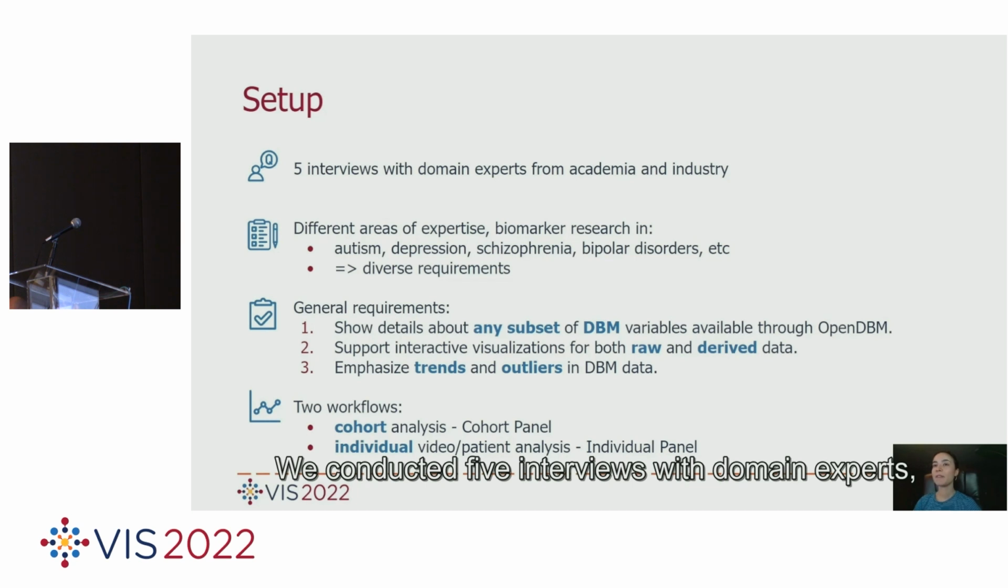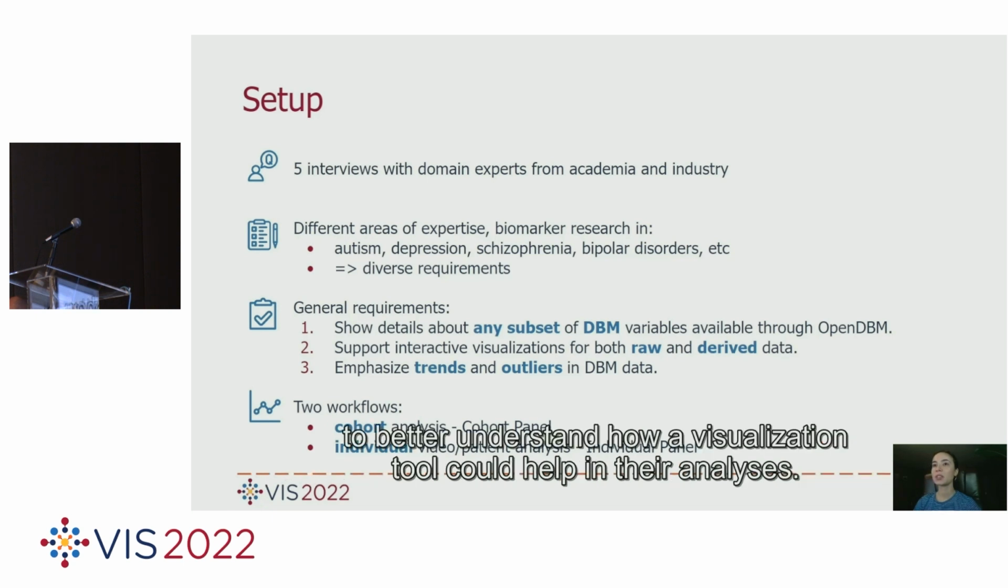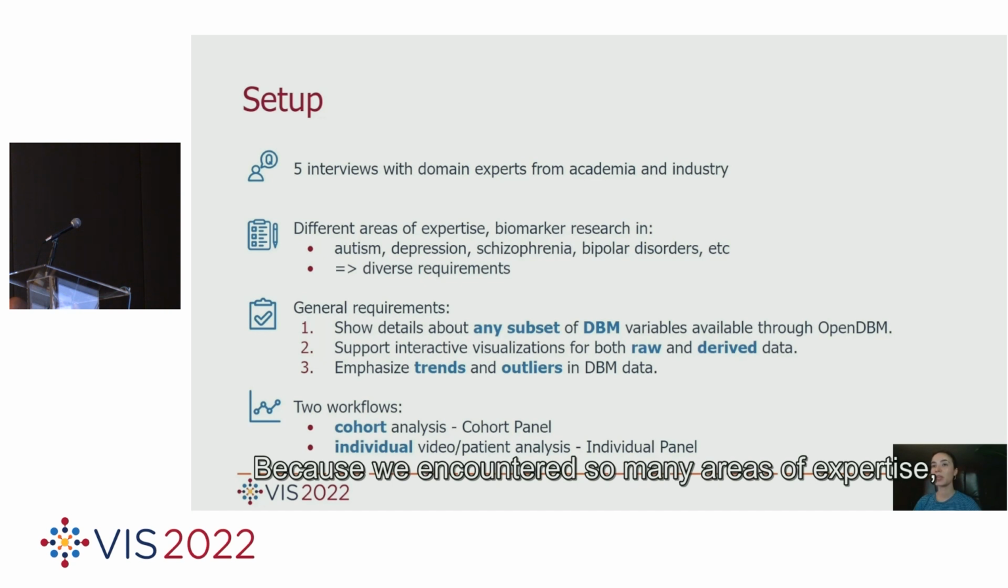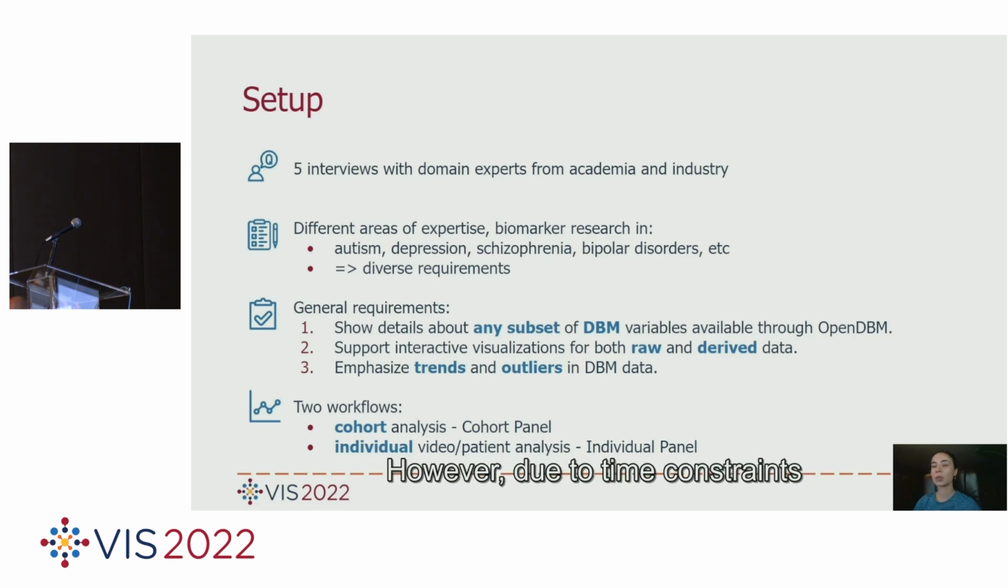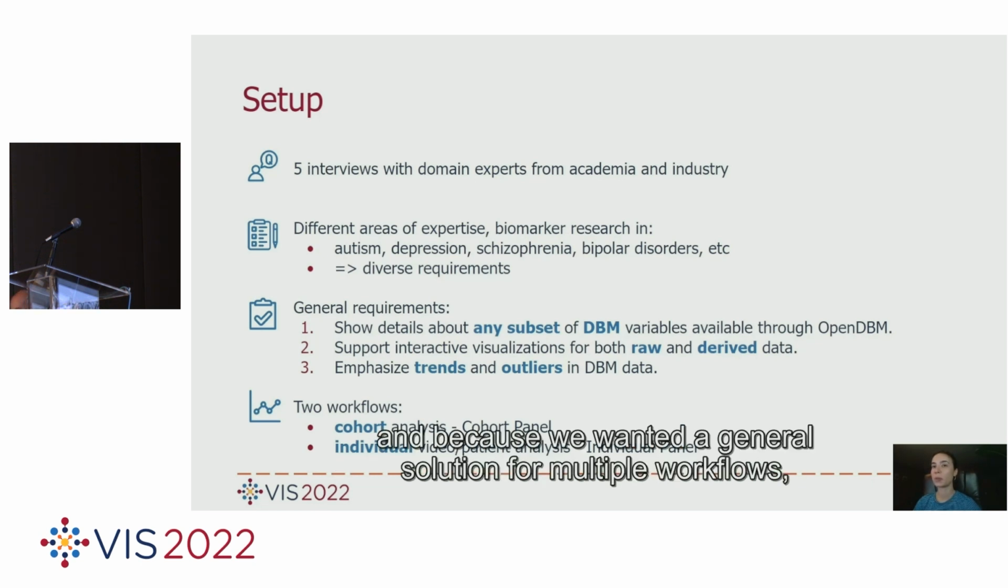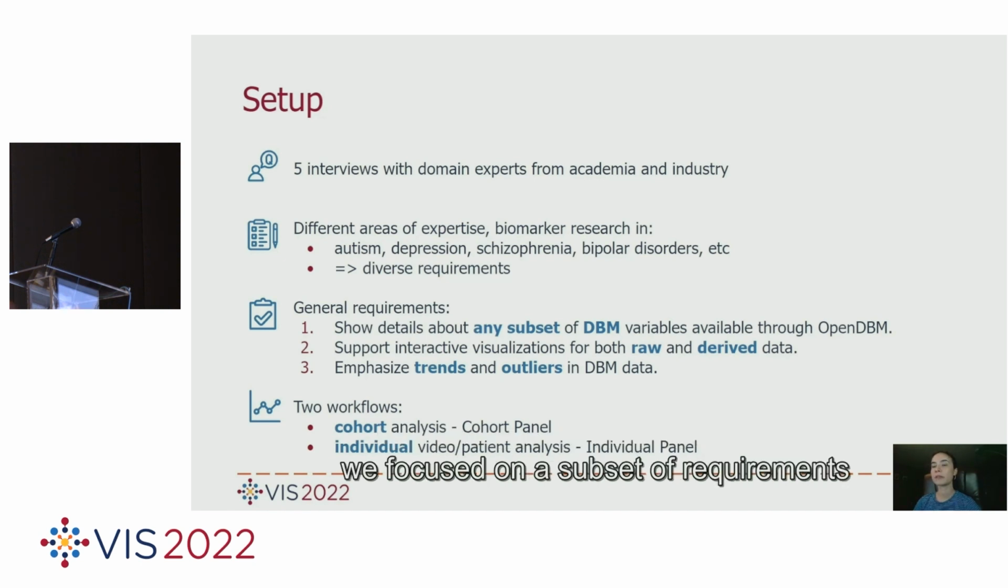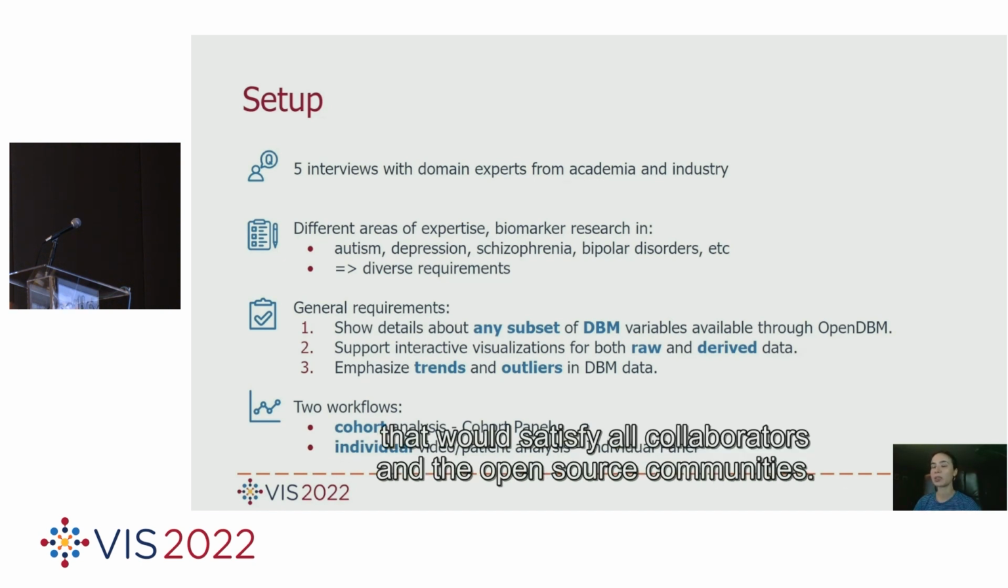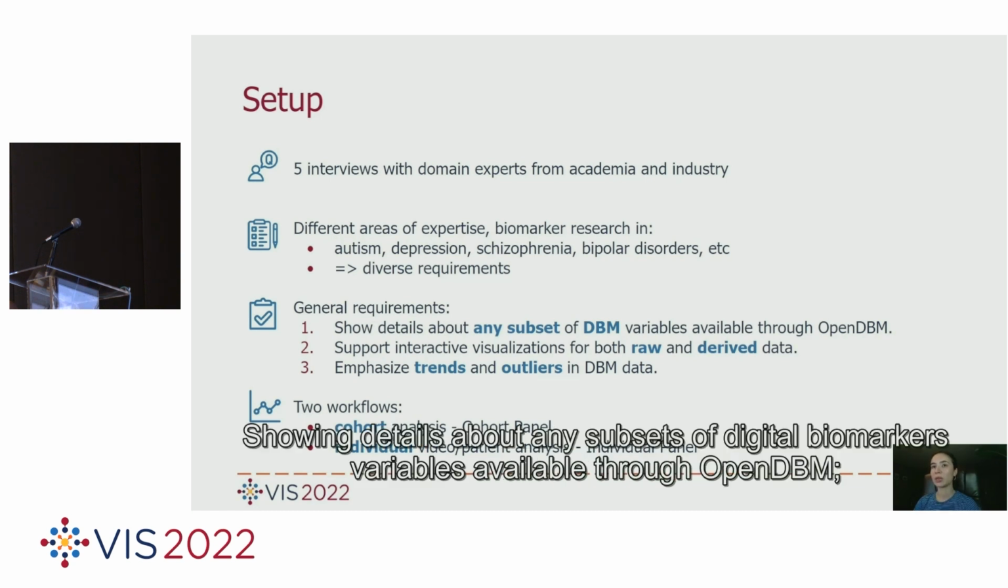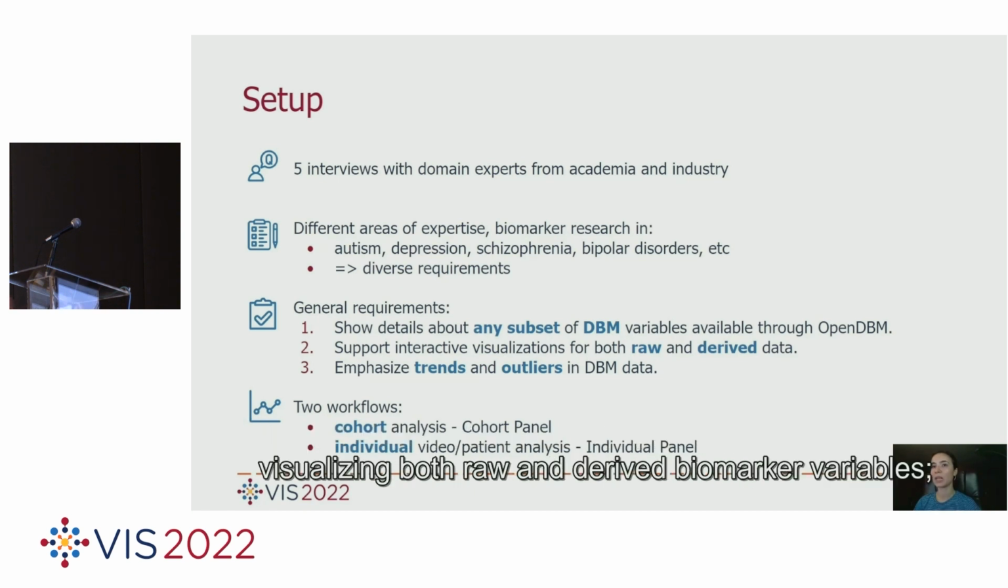We conducted 5 interviews with domain experts doing research in various biomarker therapeutic areas to better understand how a visualization tool could help in their analysis. Because we encountered so many areas of expertise, we gathered many specific requirements. However, due to time constraints and because we wanted a general solution for multiple workflows, we focused on a subset of requirements that would satisfy all collaborators and the open source communities. Those being, showing details about any subsets of digital biomarker variables available through OpenDBM, visualizing both raw and derived biomarker variables, and emphasizing trends and outliers in the biomarker data.